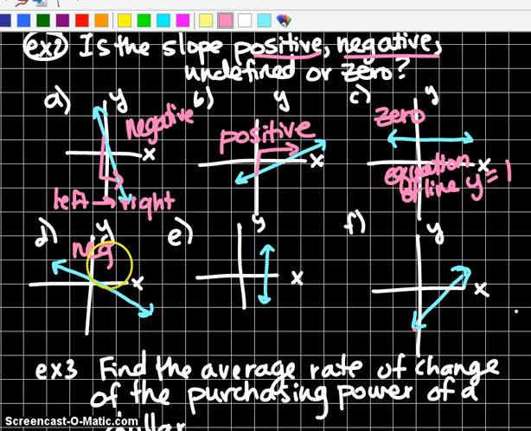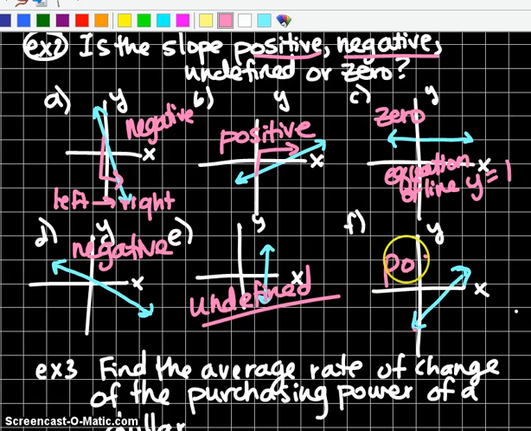D is negative slope. E is actually undefined. Did anybody get it? Nice job if you did. And the vertical line, the equation of the line is actually x equals a number. And for F, my slope is again positive. All right, nice job on that if you got those.